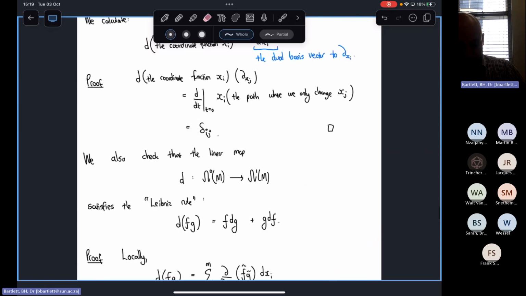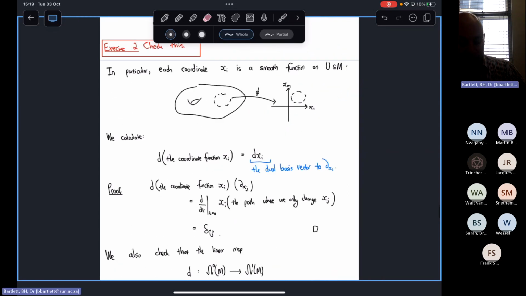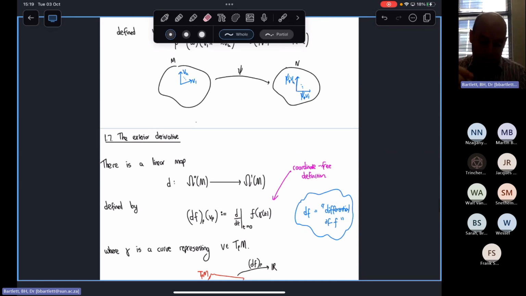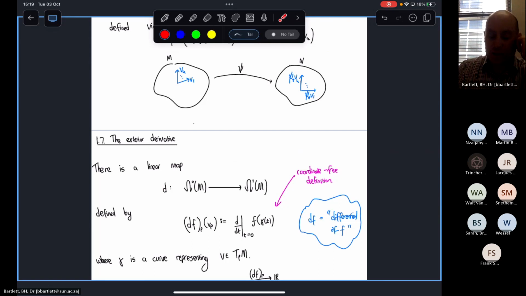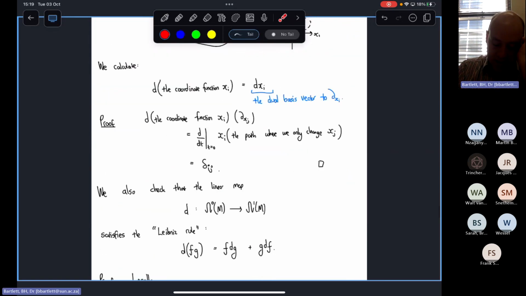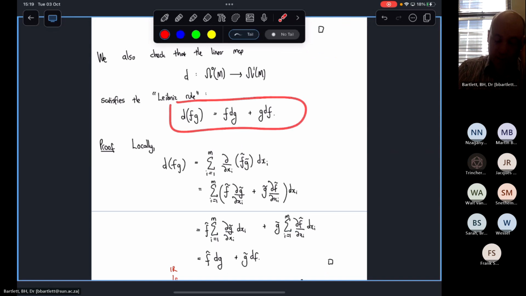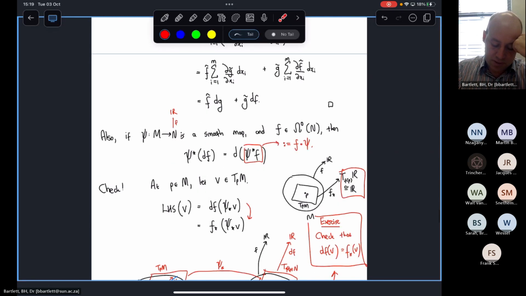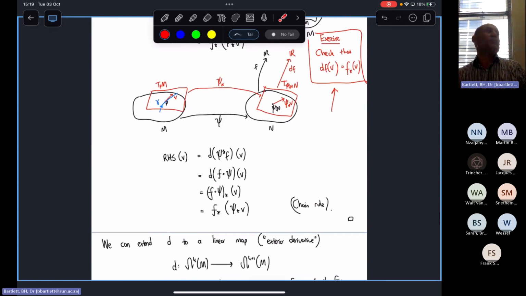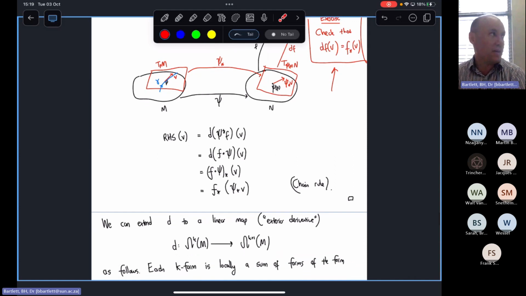So where are we? We've introduced this concept of the differential of a function, which is a map from zero forms, i.e. smooth functions, to one forms. And we have checked that it satisfies the Leibniz rule. Okay, fine. Now we can extend this map to a map from K forms to K plus one forms. So not just from zero forms to one forms, but from K forms to K plus one forms. And in this more general context, we call it the exterior derivative. So how does it work?